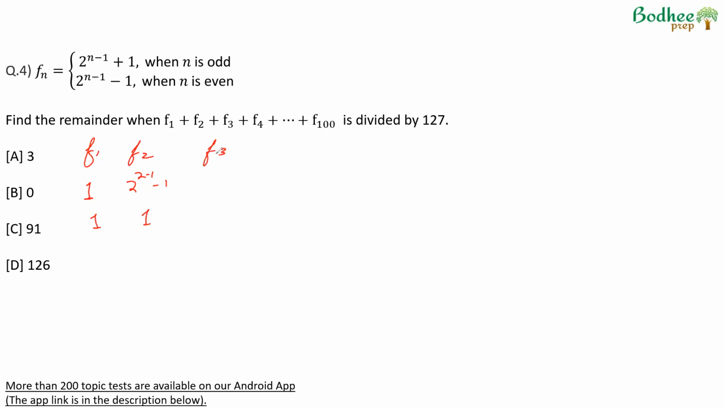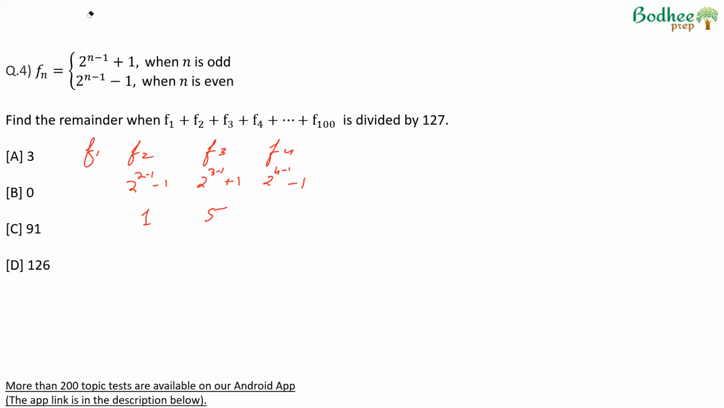If you look at F3, F3 is odd, 2 raised to power 3 minus 1 plus 1. So 2 raised to power 2 plus 1, 5. If you look at F4, 2 raised to power 4 minus 1 minus 1.